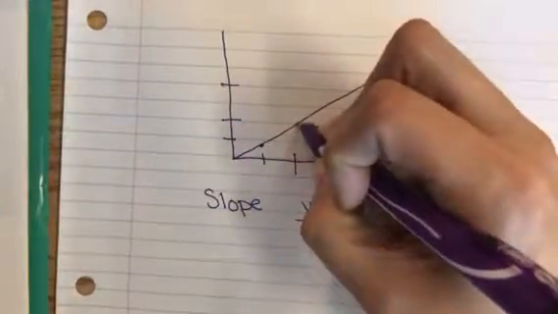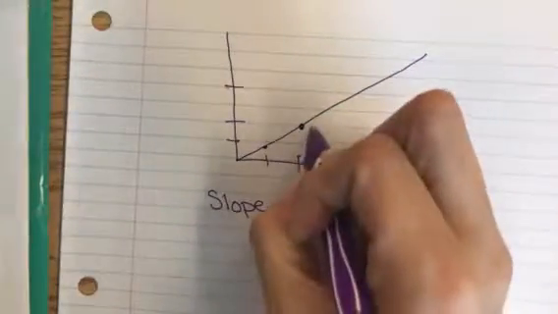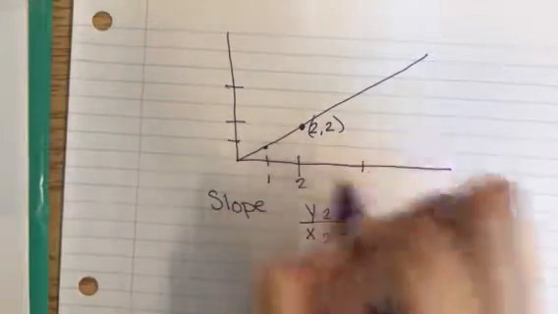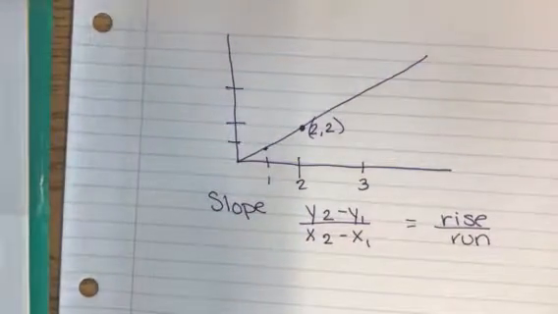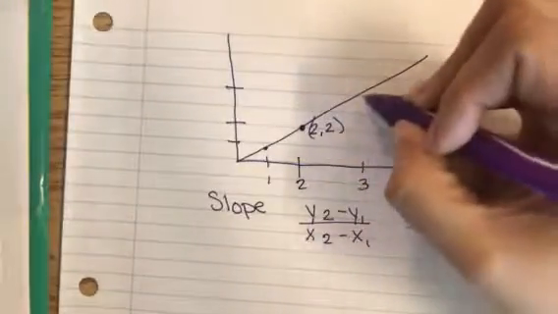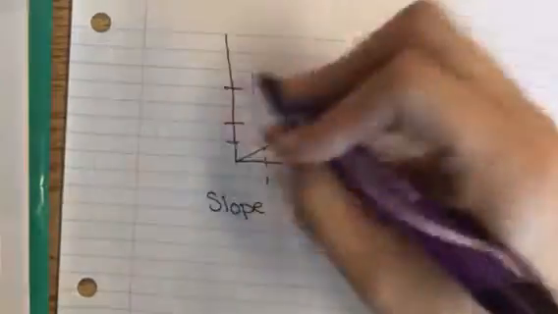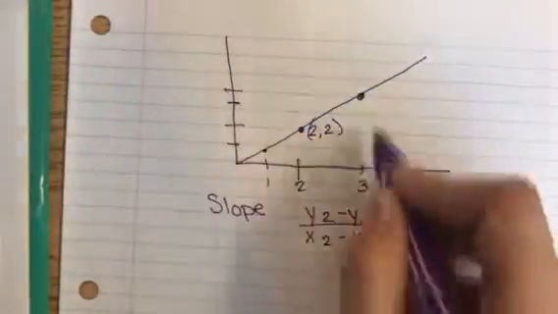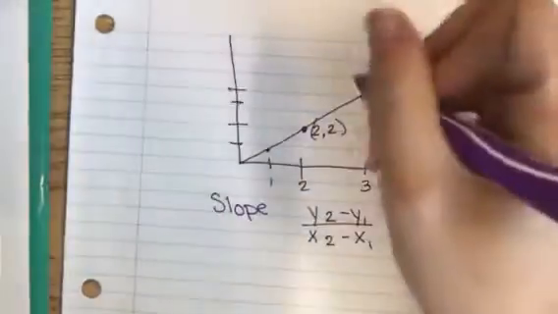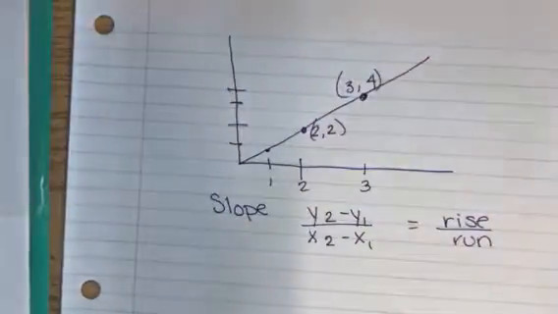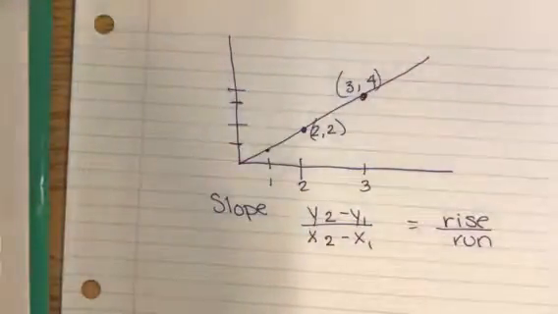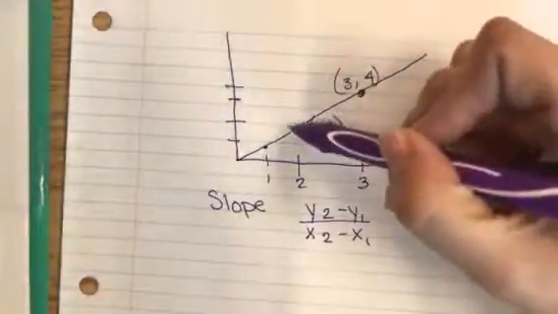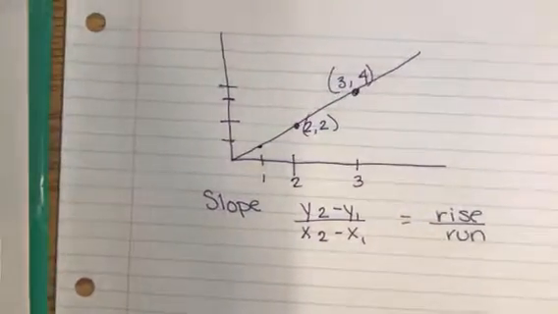Okay, so if I look here, I could say easily that this is the point (2, 2), assuming that everything is labeled nice and neat. We could say that this is the point (3, 4). There's probably going to be another marker in between. Whatever. We can find slope by counting rise over run, counting how much we go up and how much we go over. That's one option.